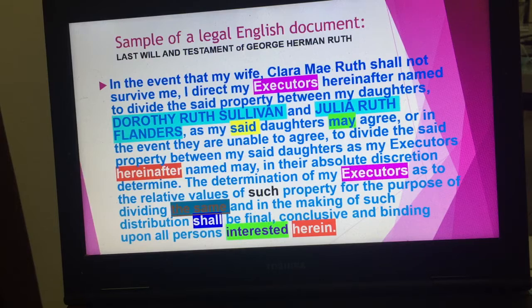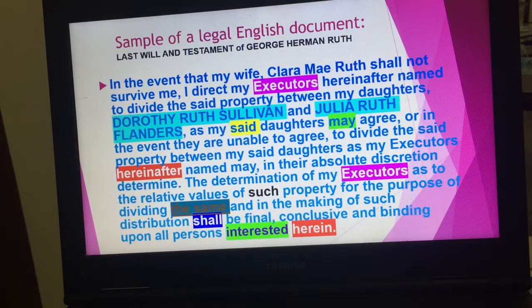The determination of my executors as to the relative value of such property for the purpose of dividing the same and in the making of such distribution shall be final. Shall means must. It's obligatory that it must be final. Their division, their distribution must be final. What they say is going to be final, conclusive, and binding by law upon all persons interested herein.